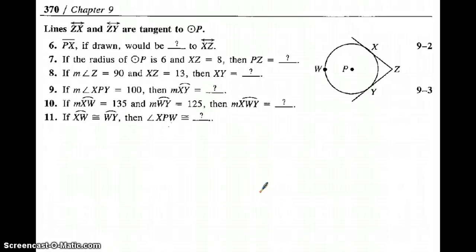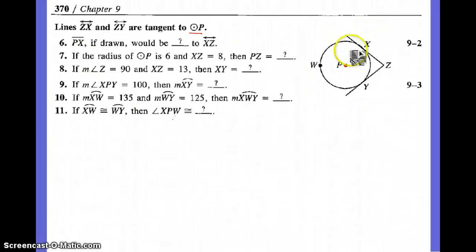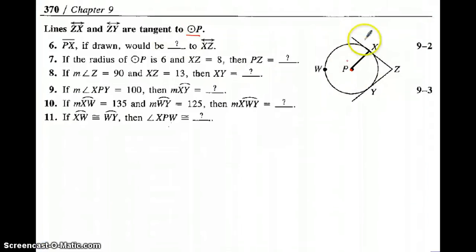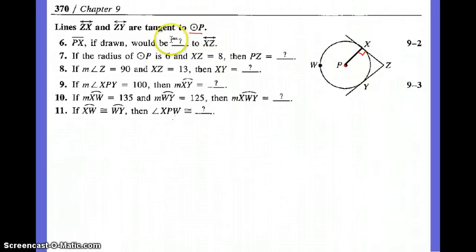Okay, lines ZX and ZY are tangent to circle P. Again, since they call it circle P, we know that is the center. That's a nice thing to know. Okay, PX if drawn. Well, that doesn't take more than a second. I'll just go ahead and draw it. PX if drawn would be blank to XZ. XZ is this line over here. What would be going on there if I drew this radius in like I just did? Well, there's a little theorem that says if you have a tangent and a radius, those things are perpendicular.